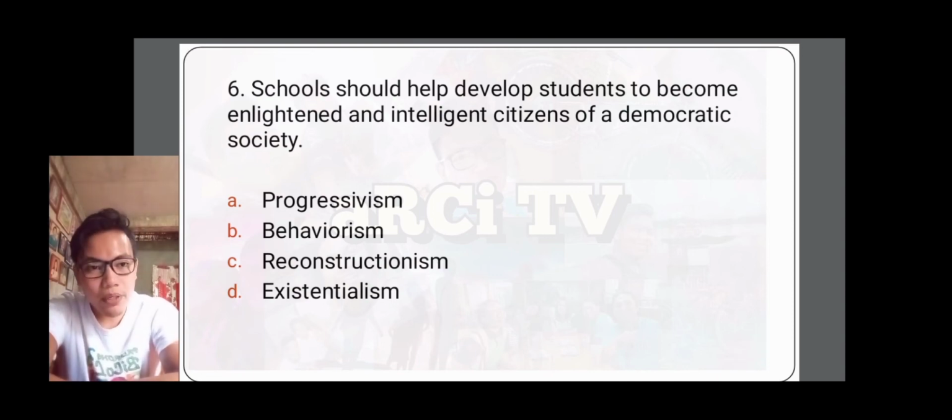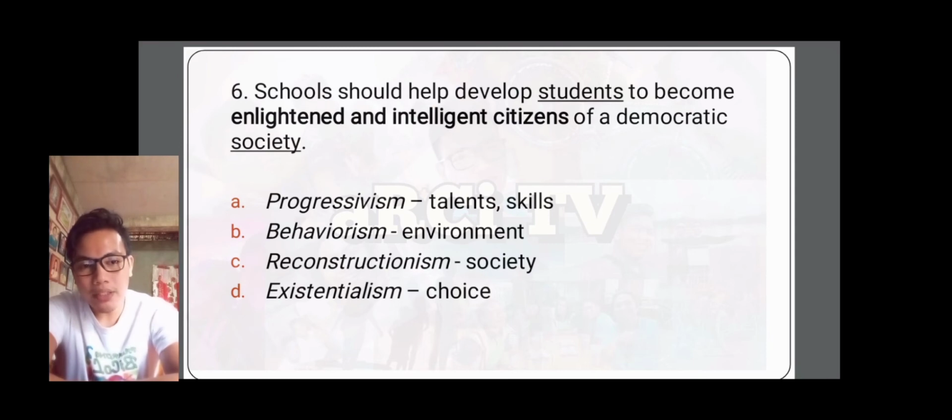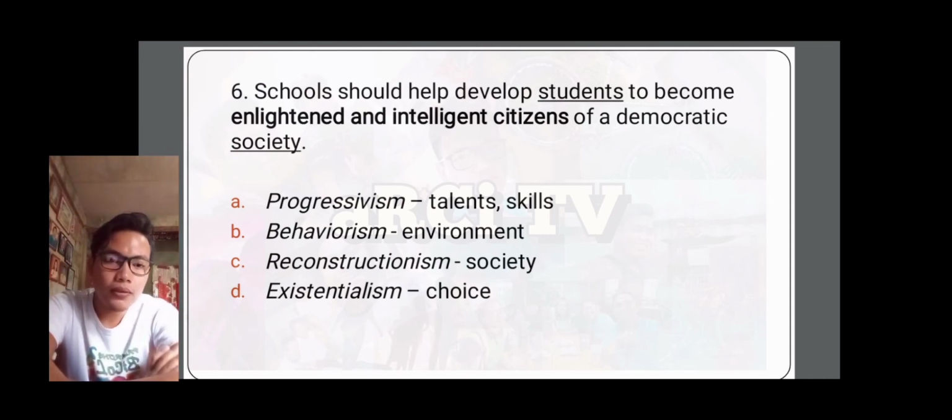Basahin ulit natin. Schools should help develop students. Tulungan daw yung students natin to become enlightened and intelligent citizens. So, enlightened and intelligent citizens yung ating keyword. It could be choice, essentialism, it could be behaviorism, environment, or talents and skills sa progressivism. Ano po yung sagot? Now, paano naging mali yung existentialism natin? Kasi choice. Wala pong choice dyan.